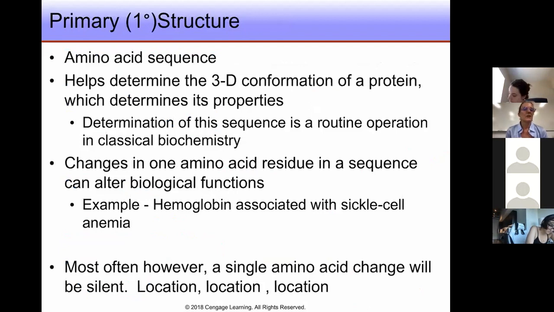Okay, primary structure, it's the amino acid sequence. That's really all there is to it. And what we see a lot in the news these days is the word for 2021, variant, right? A variant is a different sequence in the spike protein on the coronavirus. So that is a change in the primary structure of the spike protein.